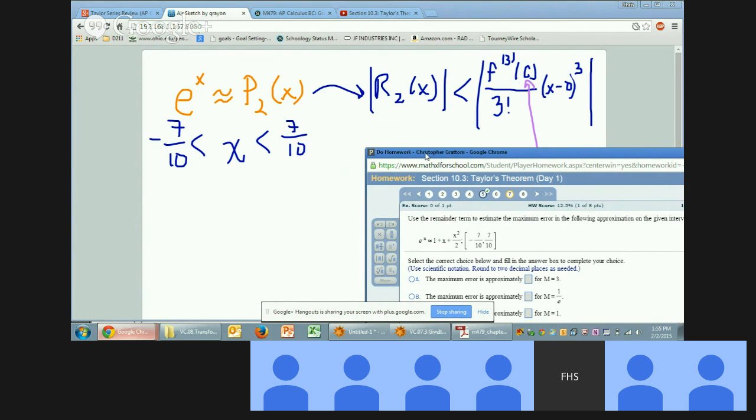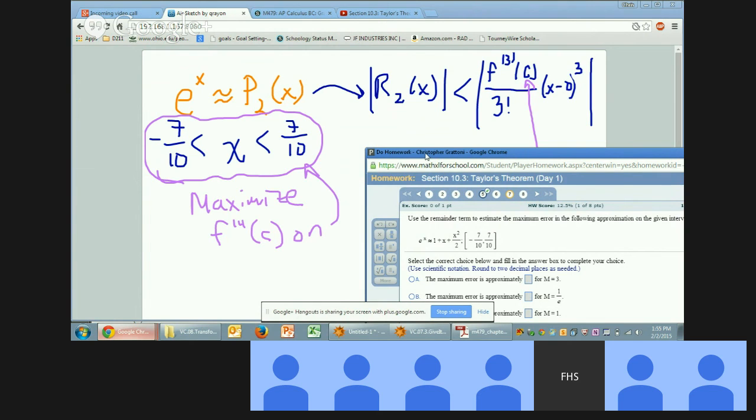And what the c value is, it's whatever value we need to take on our interval that makes this thing as big as possible. So I want to maximize the third derivative at c on this interval. Luckily, finding the third derivative of e to the x is like the easiest thing ever. F triple prime of x is just e to the x.